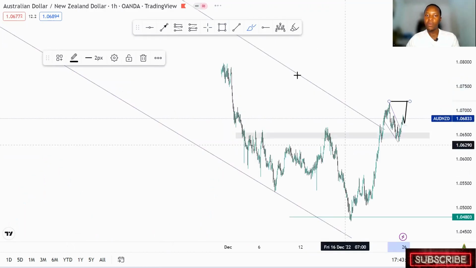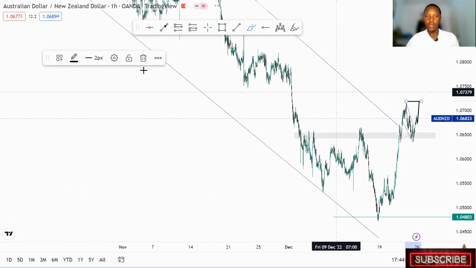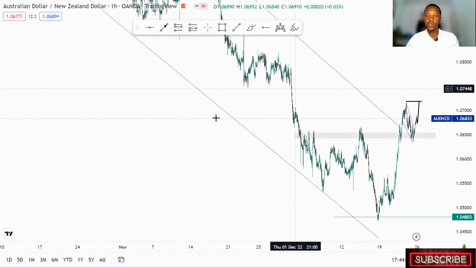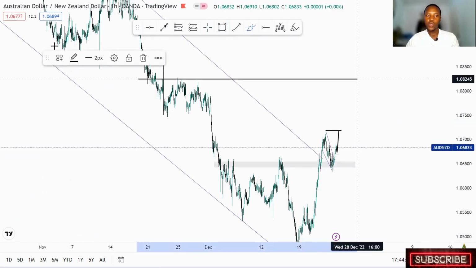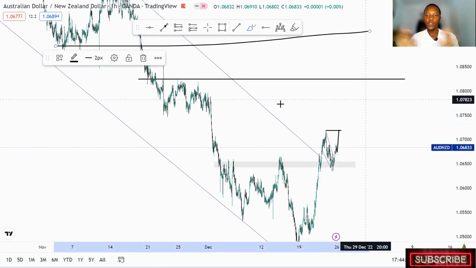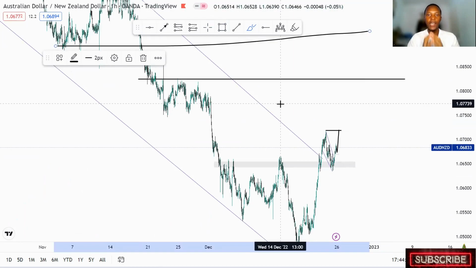Then if you look at it from a bigger picture, we would also like to see it maybe coming to these levels as well, and also that one over there. Right, so that's what we have on AUDNZD. Let's move on now to the next pair, which is the third one, which I think is USDCAD.